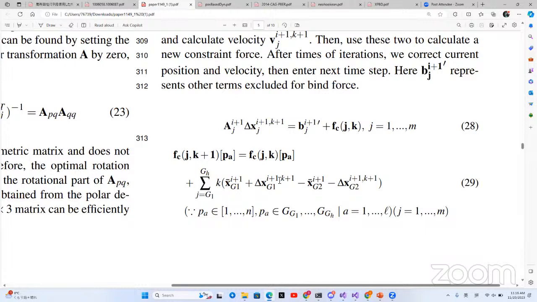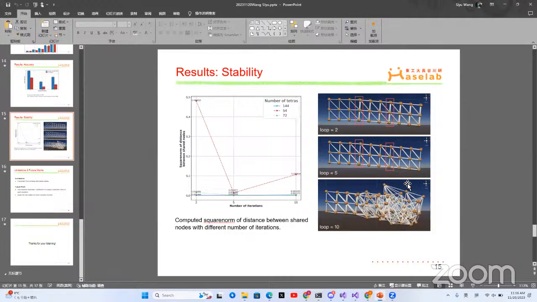Yes. But currently it's not converged. Can you show the graph again on the open slide? This is the y-axis of this graph. It's the square norm of the distance of the shared vertices, the distance of shared vertices in each group. Yes. So, from some point, it starts to increase. That's strange. Can you show the equation again? Why is it occurring?